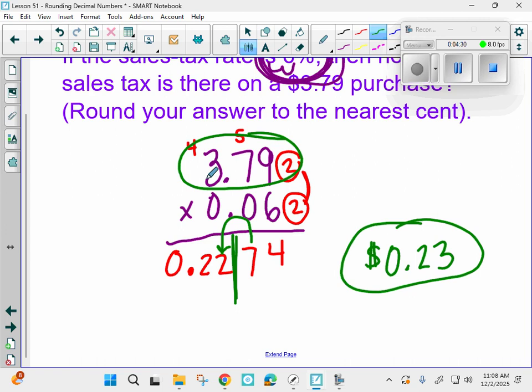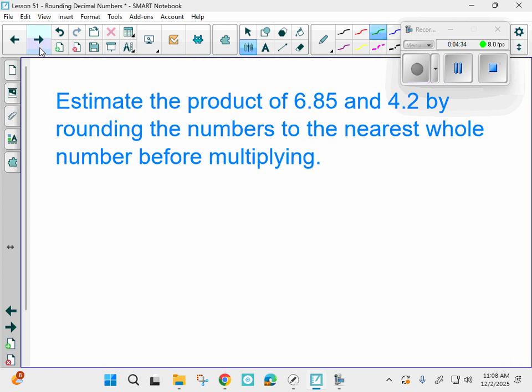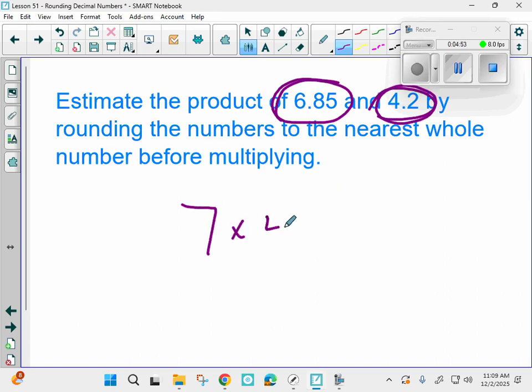for that item. All right, estimate the product of 6.85 and 4.2 by rounding the numbers to the nearest whole number before multiplying. Everyone, what would I round this to for a whole number? Good. And everyone, what would I round this to? 4. And it says to multiply. So show what you round those to, and then you multiply those, okay? Let's try some white.